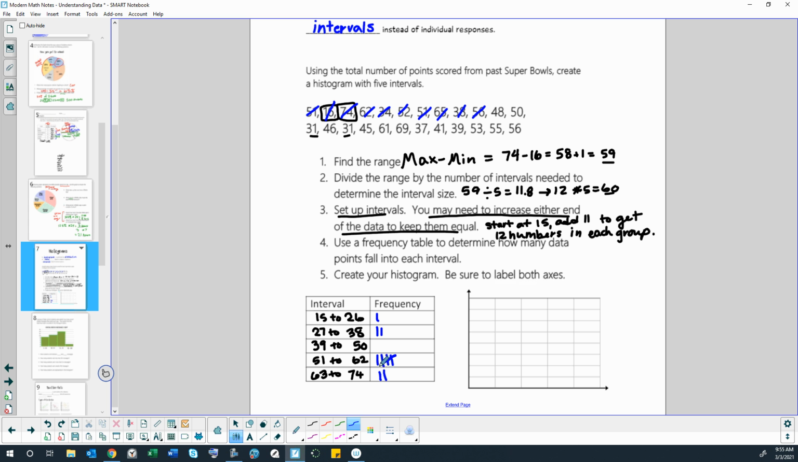I don't know if you guys do this, but usually when I'm making tally marks like this, when I get to 5, I put my fifth one diagonally because then I can count my 5s. So that's what I just did with 56. 48. 50.